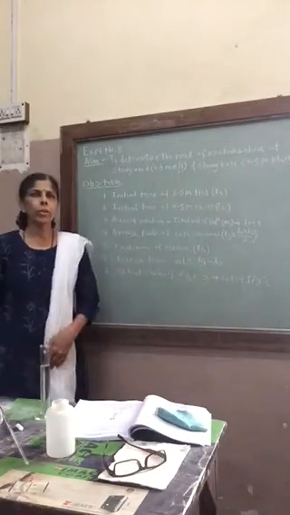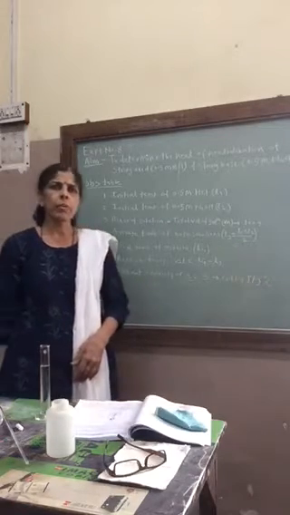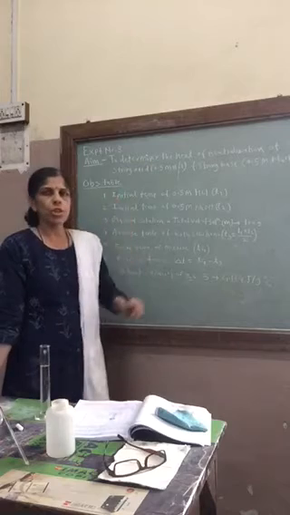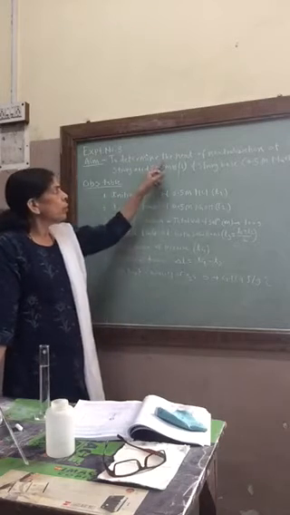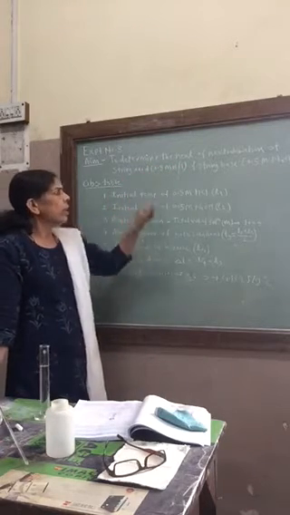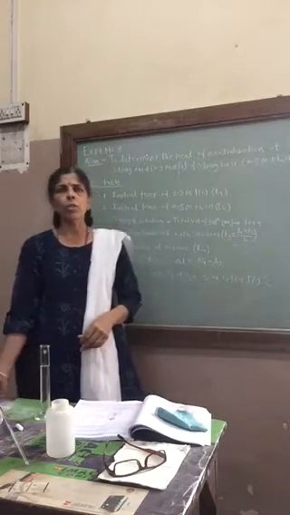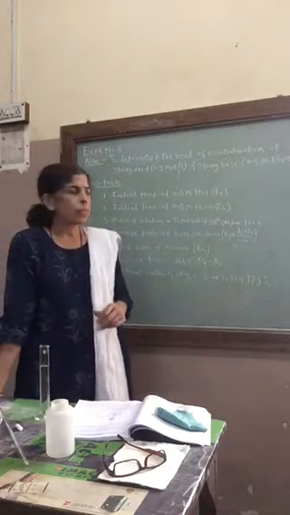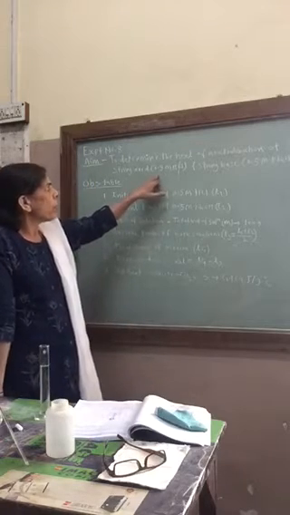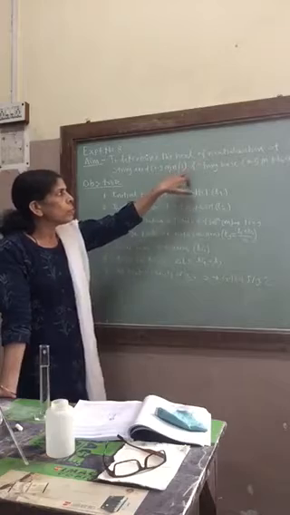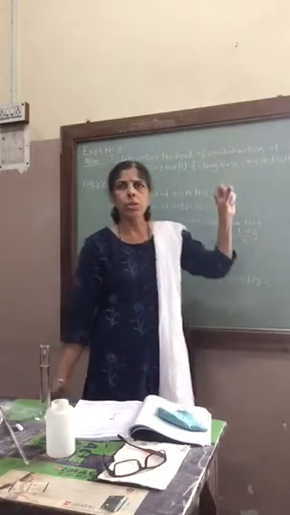Now we will have a video for one of the experiments from physical chemistry, that is to determine the heat of neutralization of strong acid and strong base. The acid which is given to you is 0.5 molar HCl, which is a strong acid, and the base which is given to you is 0.5 molar NaOH, which is also a strong base.